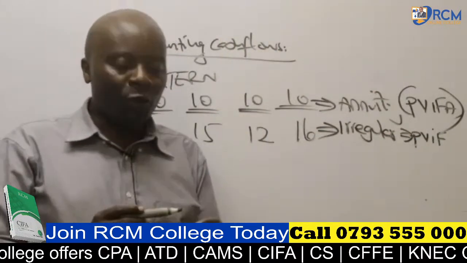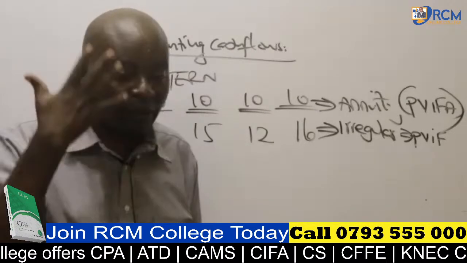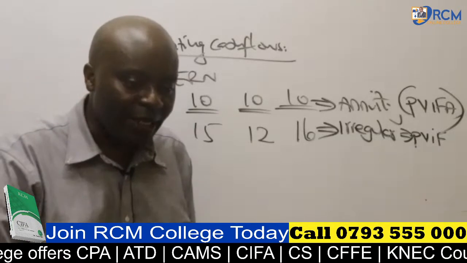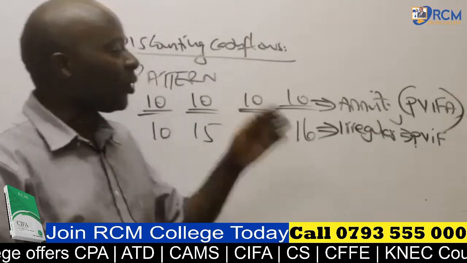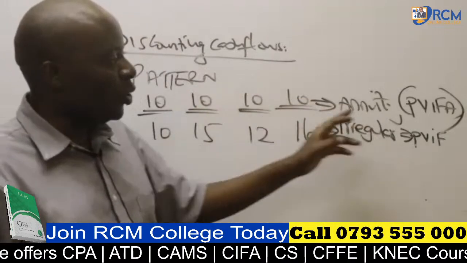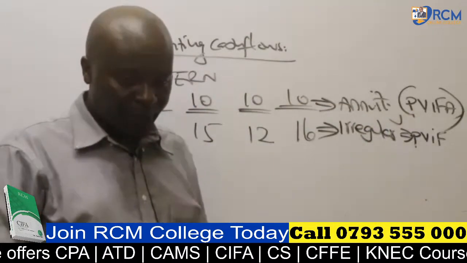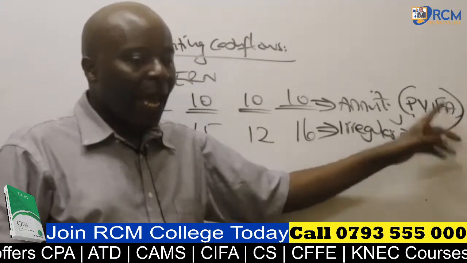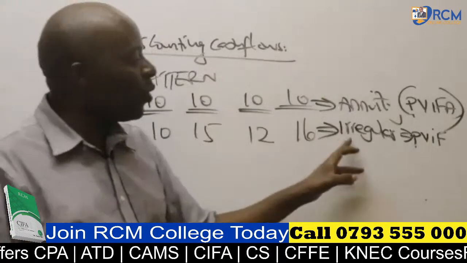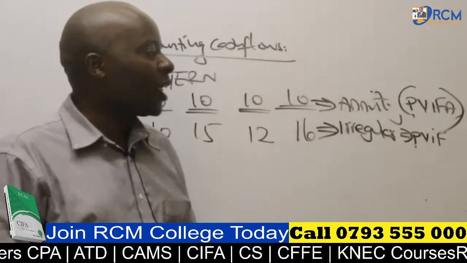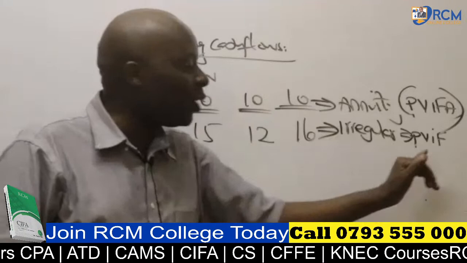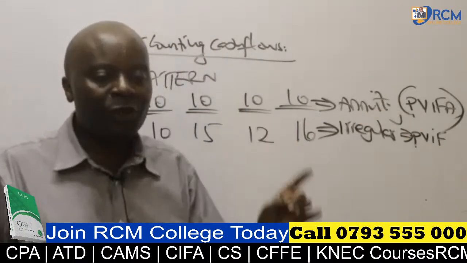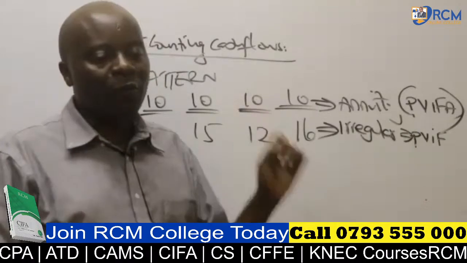So what kind of notes have you taken there, especially those who say they have never seen this before? Whenever we are discounting annuities, the regular cash flows, we use PVIFA, present value interest factor of an annuity. And whenever we are discounting irregular cash flows, we shall be using PVIF without an A. PVIF is an acronym of present value interest factor.